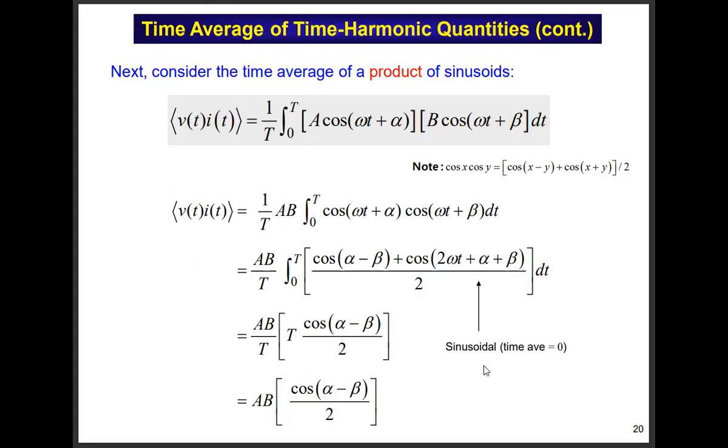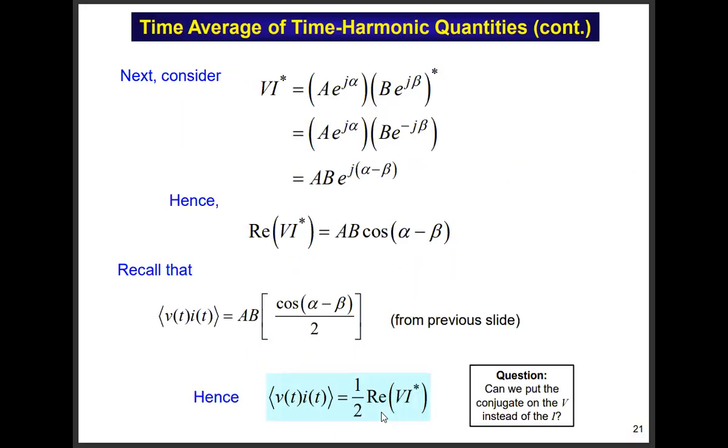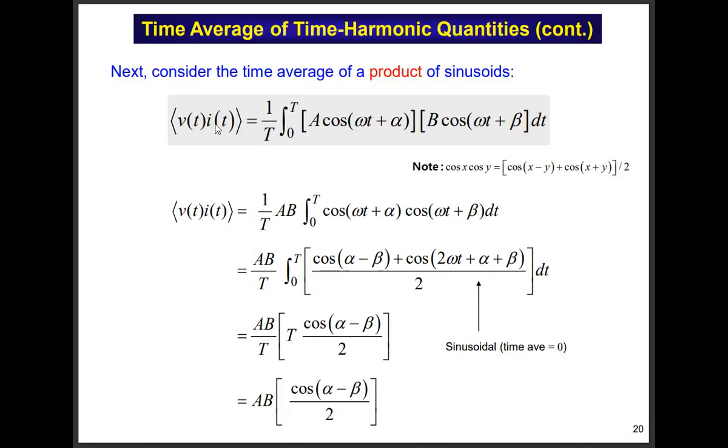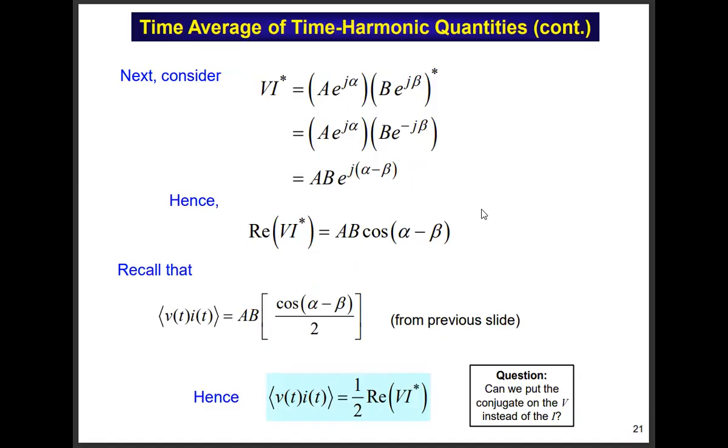Now, let me just put that on hold for a second. I mean, that's the answer, but I'll come back to it in just a second. Now remember, I'm calling one voltage and one current. Now let me consider then, in the phasor domain, what happens if I take the voltage phasor times the conjugate of the current phasor?